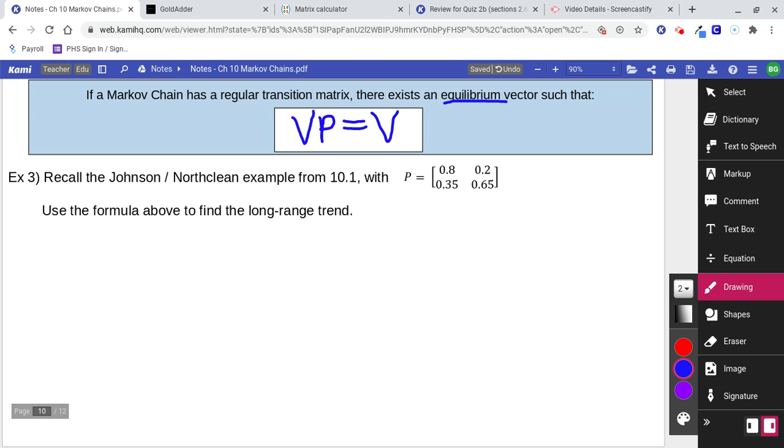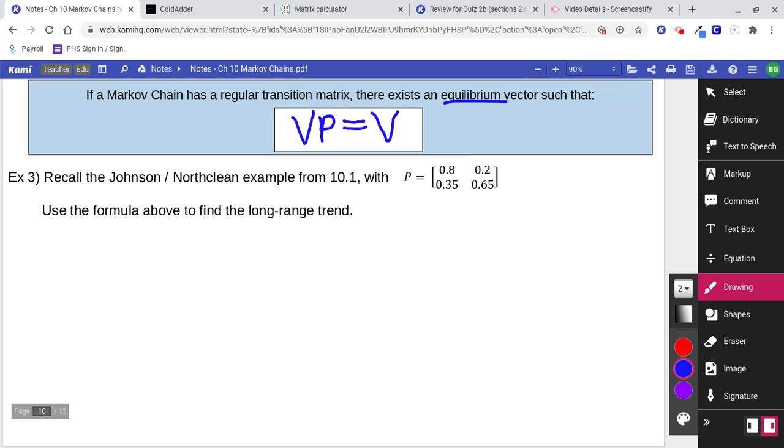So V is your vector, and P, remember, P was your transition matrix. You're going to have your initial distribution vector, and you're going to have your transition matrix. That's really all we've talked about so far. Either you have your square transition matrix, or you've got your row vector that talks about how many are in each state. That's all we've had, one or the other. So it says use the formula above to find the long-range trend.